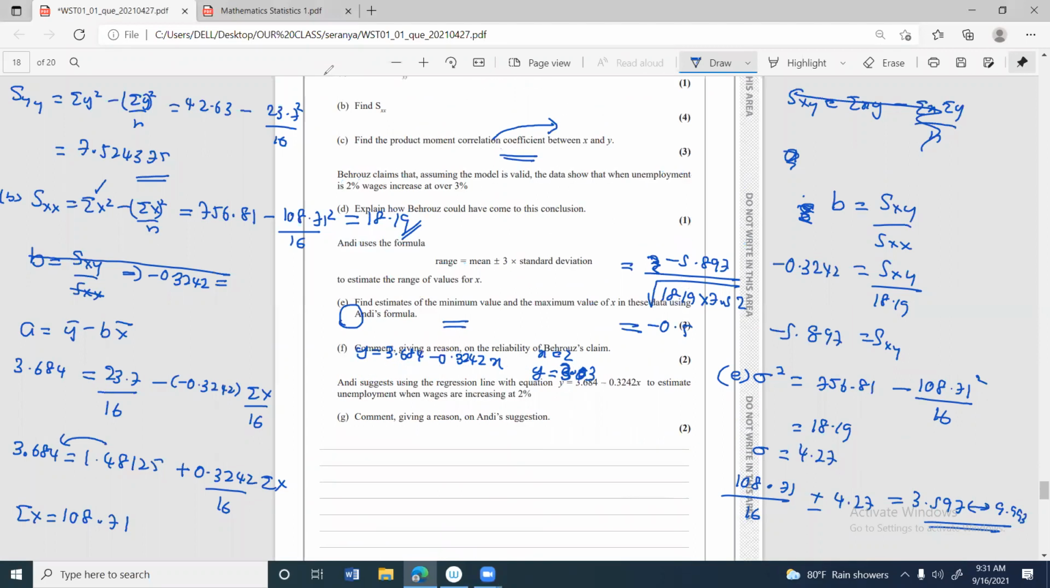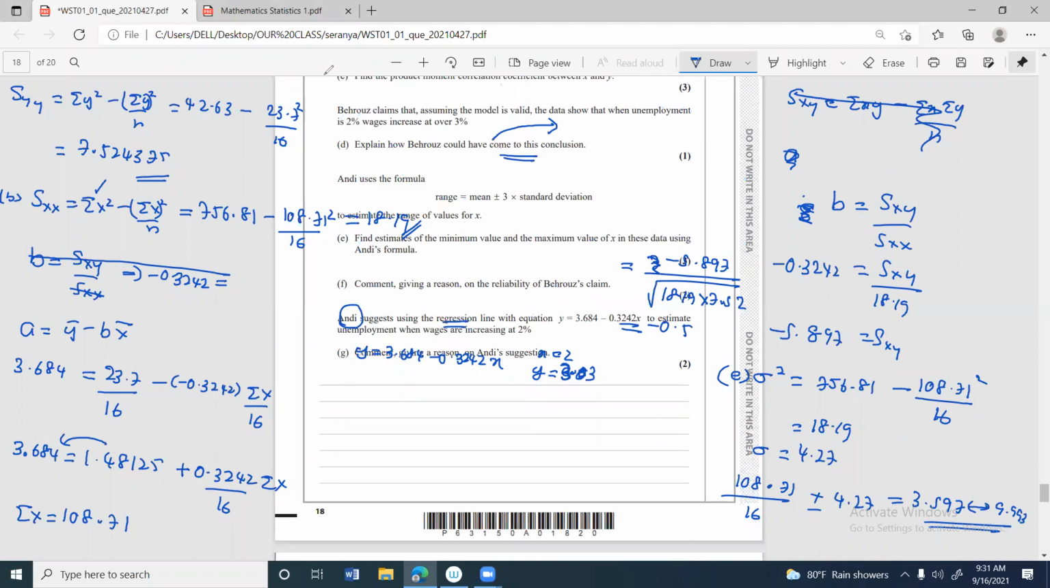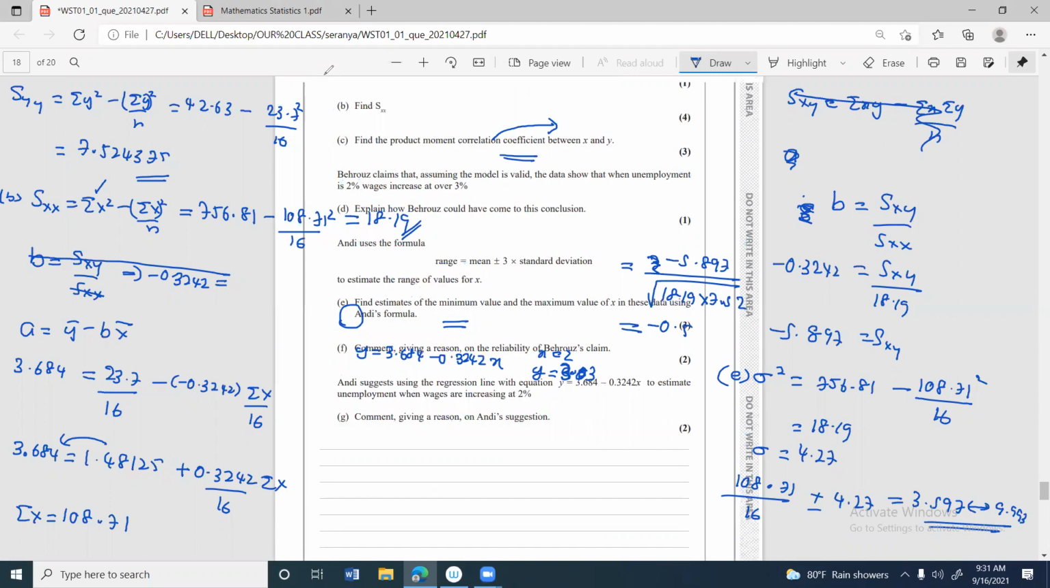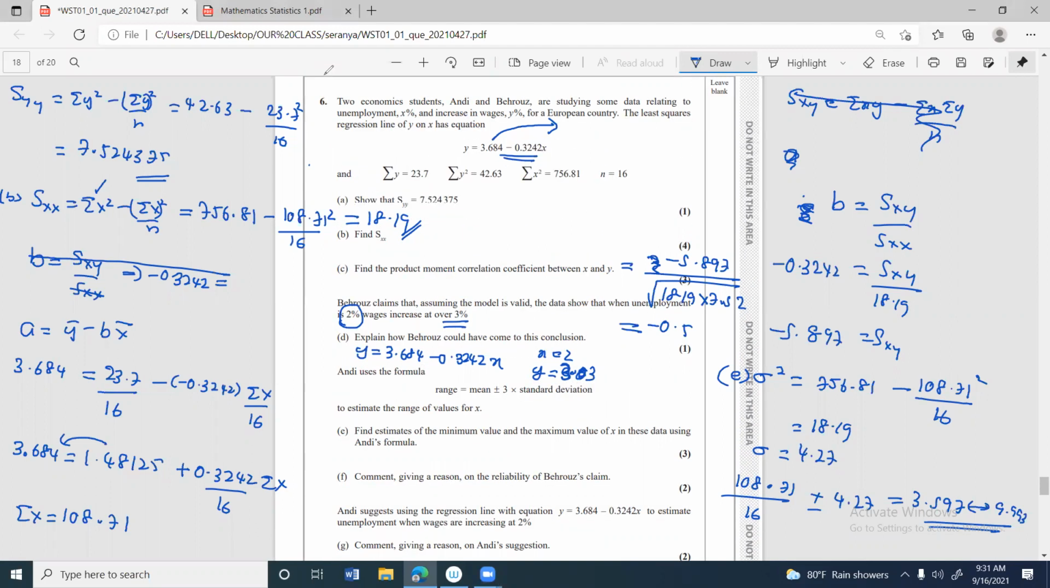Okay, right. The next question is: estimate the range, find the estimate of the minimum value and the maximum value. You already got this answer. Then they mention to comment, giving reason, on the reliability of the Berus claim. So when you're working out with this, comment giving reason on the reliability of the claim.